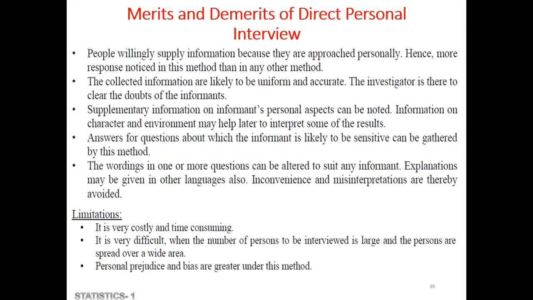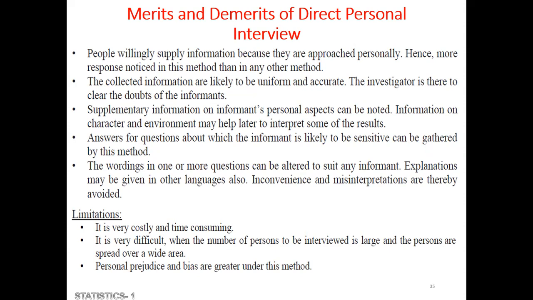The wordings in one or more questions can be altered to suit any informant according to the situation. The explanation may be given in other languages also. Inconvenience or misinterpretation, therefore, can be avoided. Suppose a personal interview is conducted and the information given by the informant is not properly explained by a person. So we may ask questions in a language he is going to understand. Here the language can be changed from one respondent to another according to convenience. So both the respondent and the researcher will feel comfortable using the proper language in understanding the information from the informants.